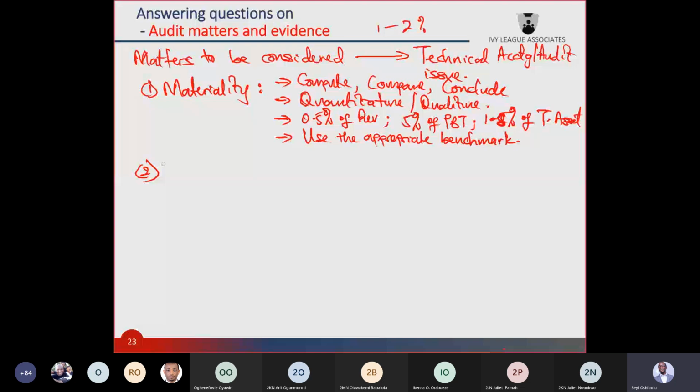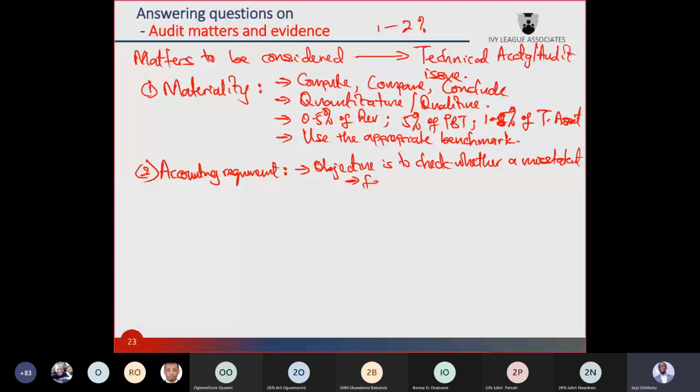Accounting requirements. Number 1, you should recognize that the objective is to check whether a misstatement exists. And remember that a misstatement can either be factual, judgmental, or what? Projected. So it's to check whether a misstatement exists.